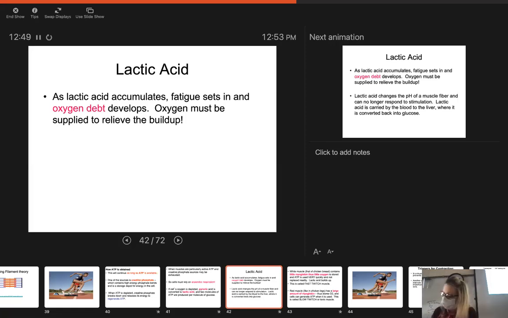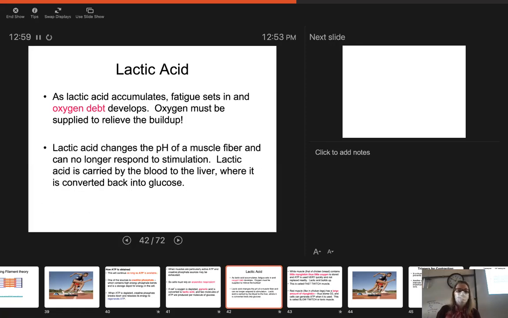Okay, so here we go. Oxygen must be supplied to relieve the buildup. Lactic acid changes the pH of the muscle fiber, which is why it hurts. It's got a different pH. So here's what I want you to write: lactic acid is carried by the blood to the liver where it is converted back into glucose.